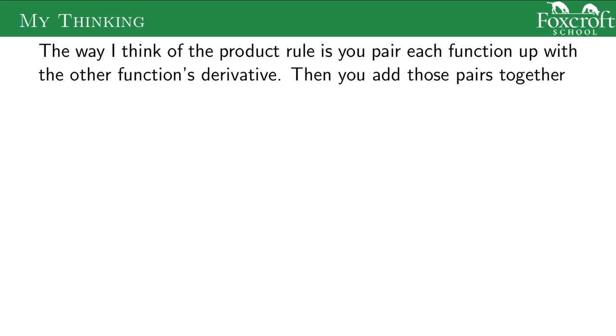But this is the way that I kind of remember the product rule. If you're doing the product rule, you pair each function up with the other function's derivative. So I have this f and g. Its derivative is going to be, well, I have f of x and g of x, and each one's going to get paired with the other one's derivative. So that's kind of the method that you're doing. You're going to have to find all these different things and just put them into the formula.